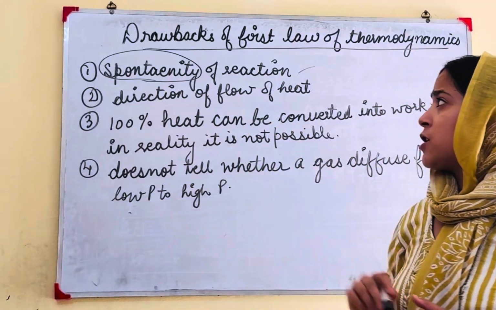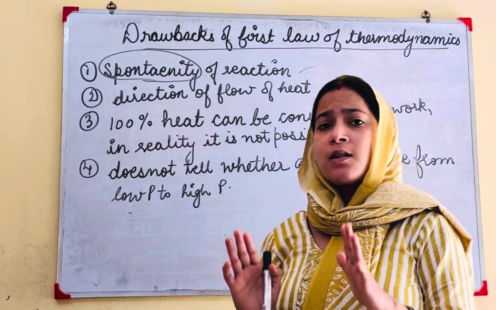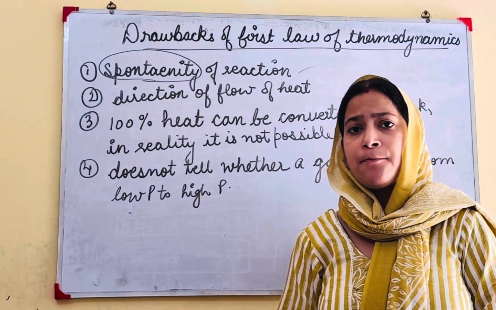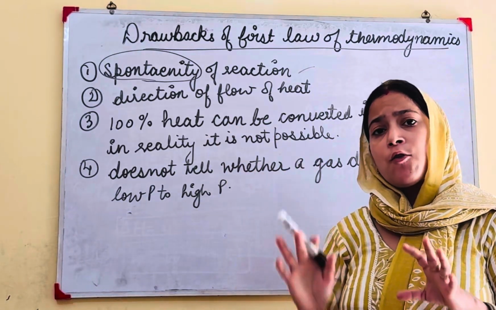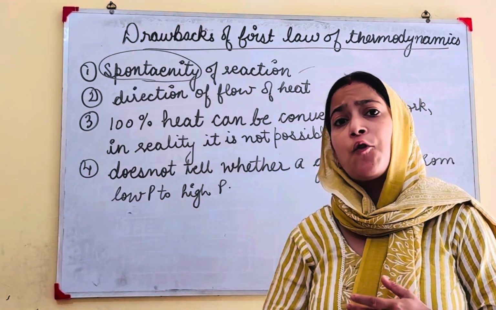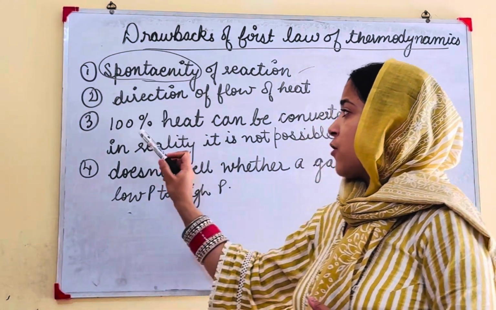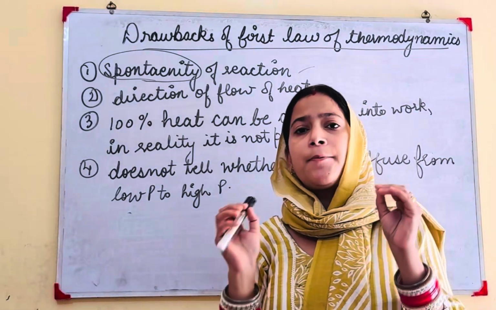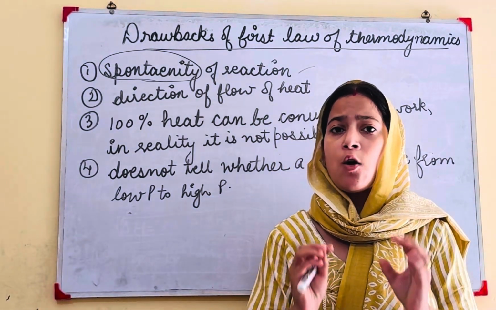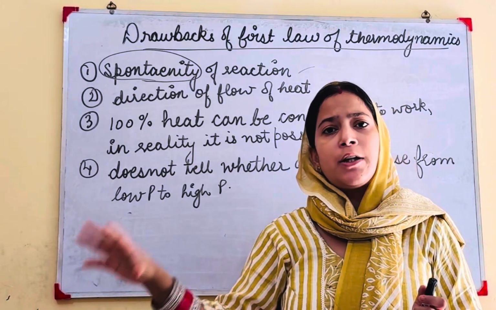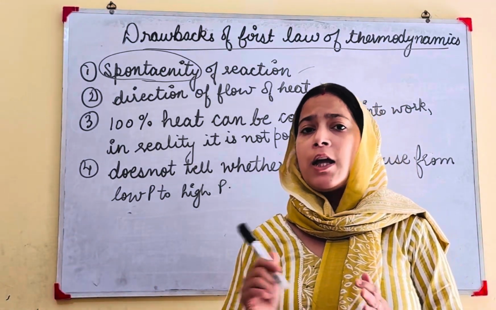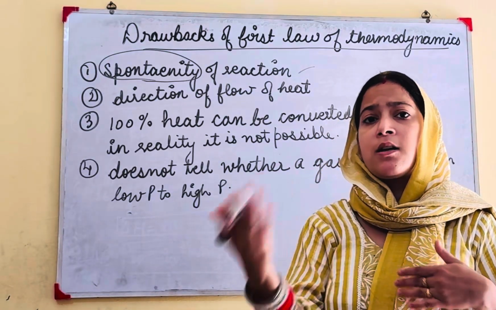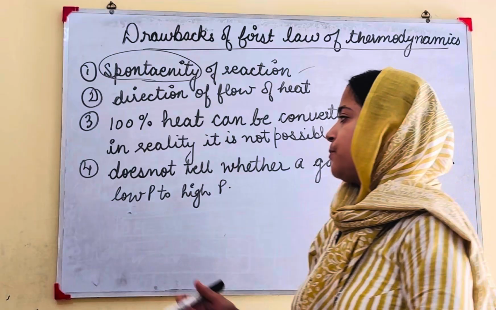Direction of flow of heat. The first law of thermodynamics tells about the heat released or heat absorbed, but it will not explain the direction of flow of heat, in which direction the heat is flowing. According to the first law, 100% heat can be converted into work. 100% heat released or absorbed will be completely converted into work. But in reality, this is not possible, that 100% energy is converted to work.